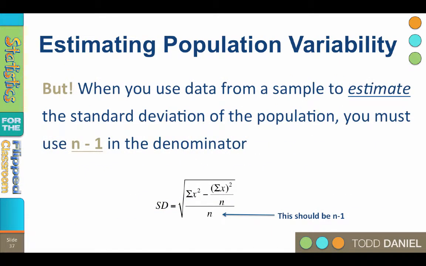But when you want to use data from a sample to estimate the standard deviation of the population, you must use n minus 1 in the denominator. This denominator will be n if we use it for calculation, but will be n minus 1 if we plan to use the sample standard deviation to estimate the population standard deviation.